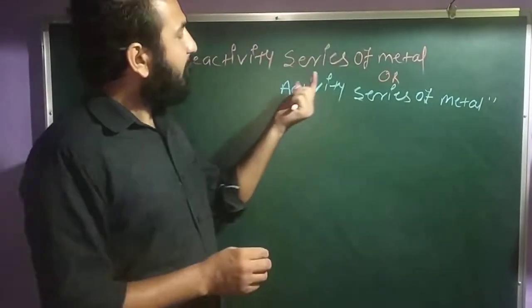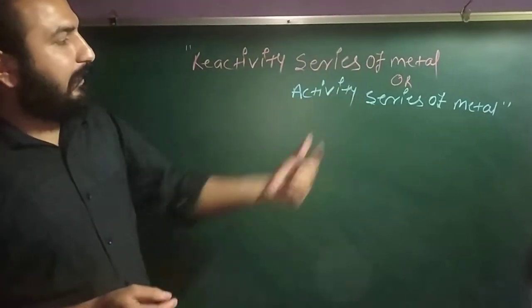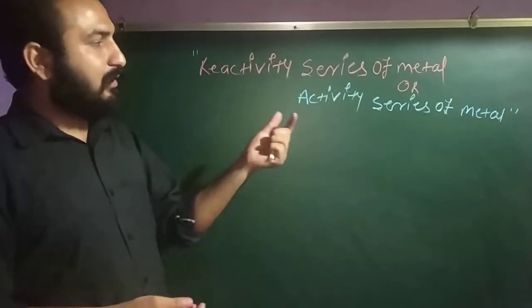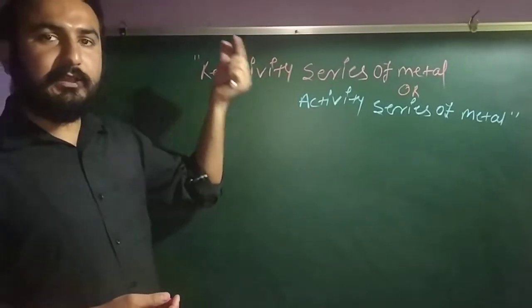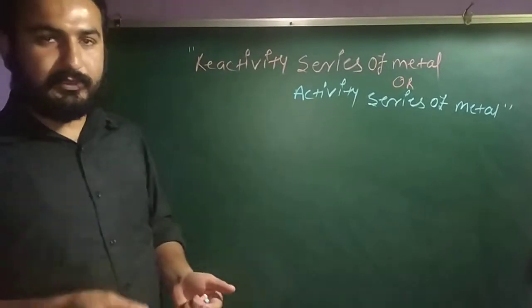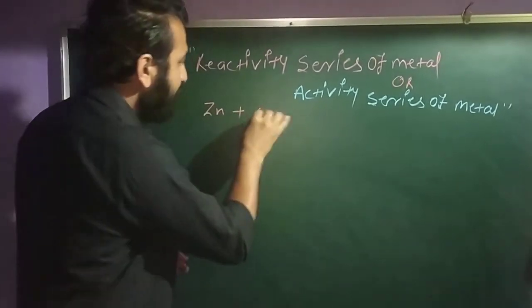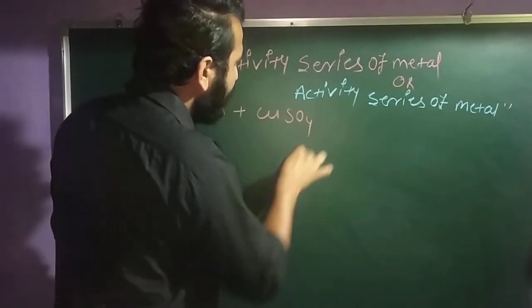So class, now we'll discuss the reactivity series of metals or activity series of metals. So first of all, I'm going over the previous chemical reaction again, called the displacement reaction. You have the example there: Zn plus CuSO4.